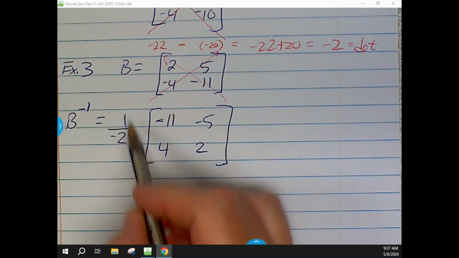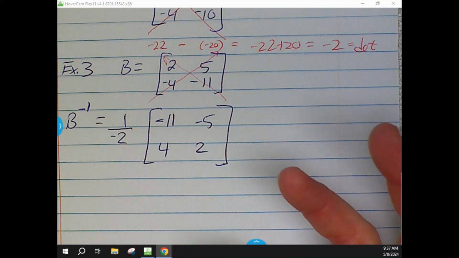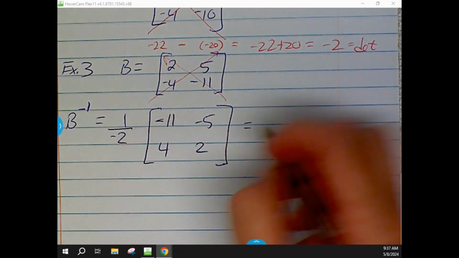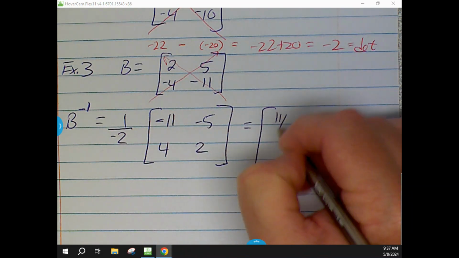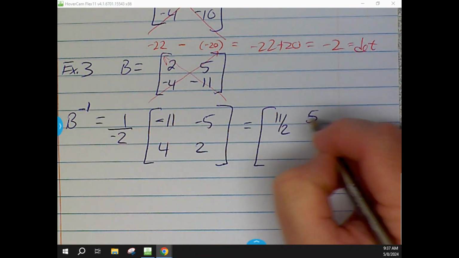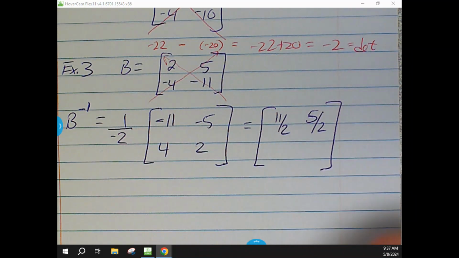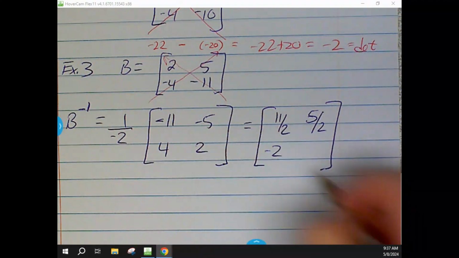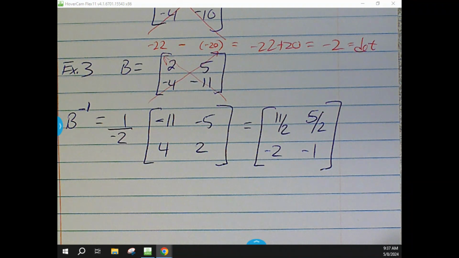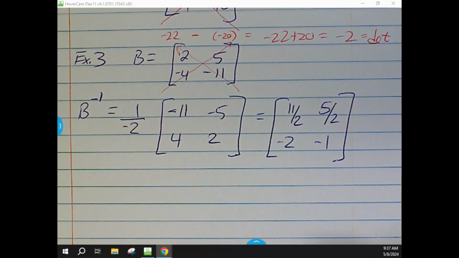And once you do that, now you have to do the distributive property, basically scalar multiplication with whatever this is. So in that case, that's negative 11 over negative 2. That's just 11 over 2. Negative 5 over negative 2, that's 5 over 2. Half of 4, negative 2. Half of 2, negative 1. And that's your final answer.